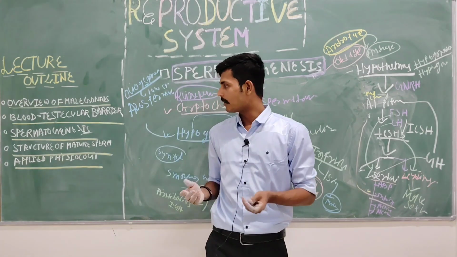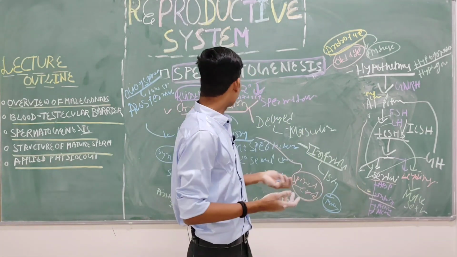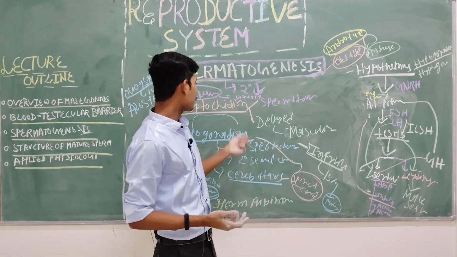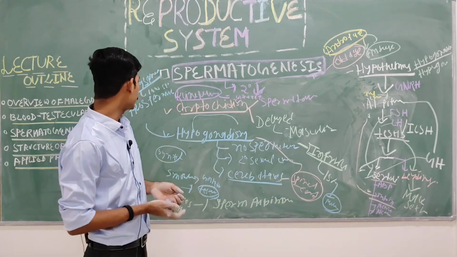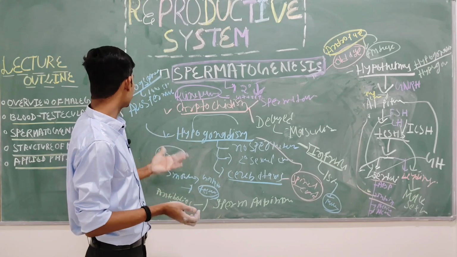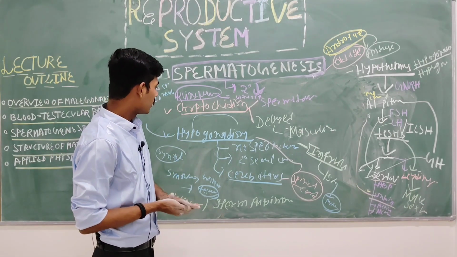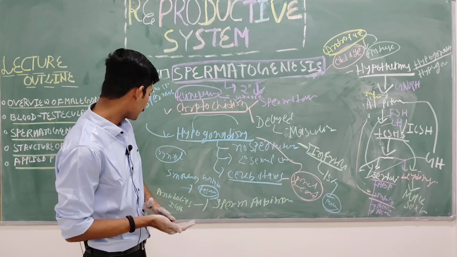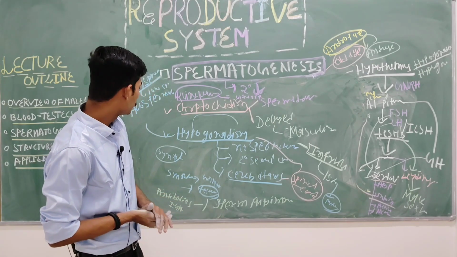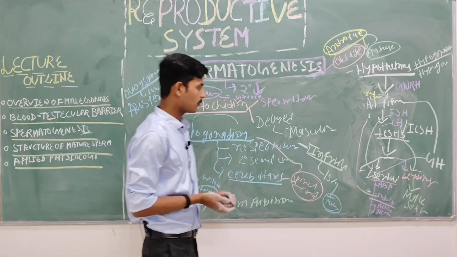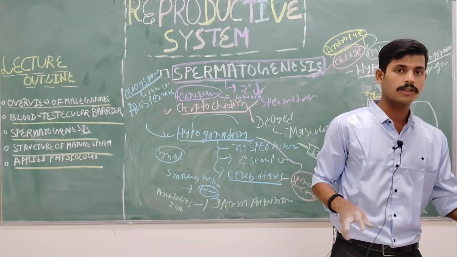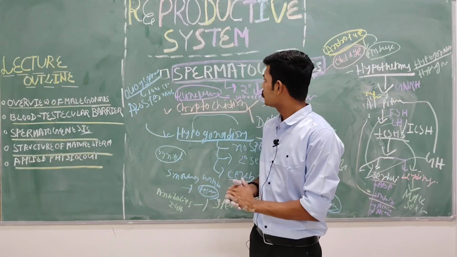Then we saw some applied physiology: we discussed cryptorchidism, Klinefelter syndrome, oligospermia, azoospermia, hypogonadism, hypergonadism, and sperm antibodies. And we saw some of the management types. So by this we finish today's topic, spermatogenesis.